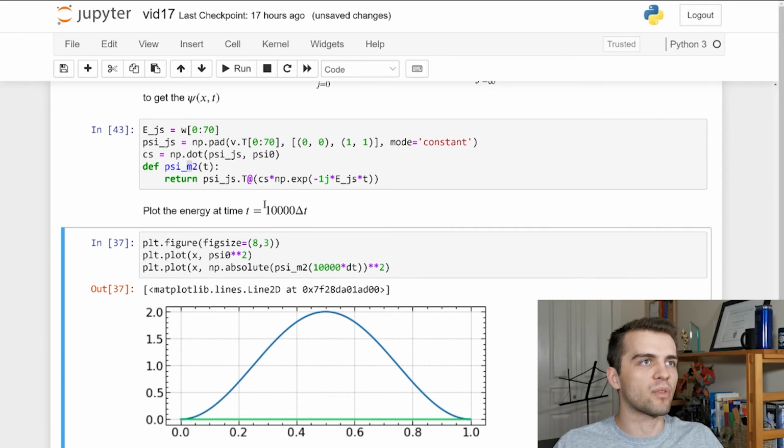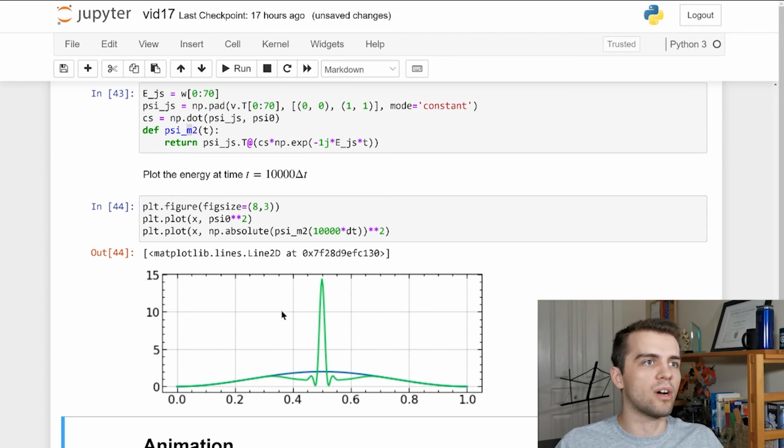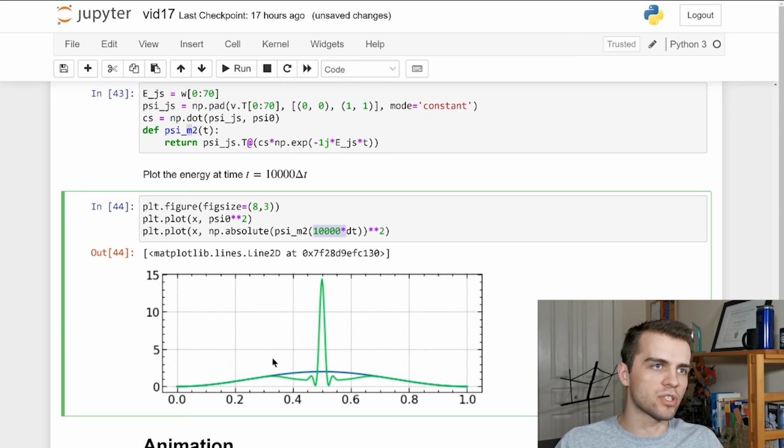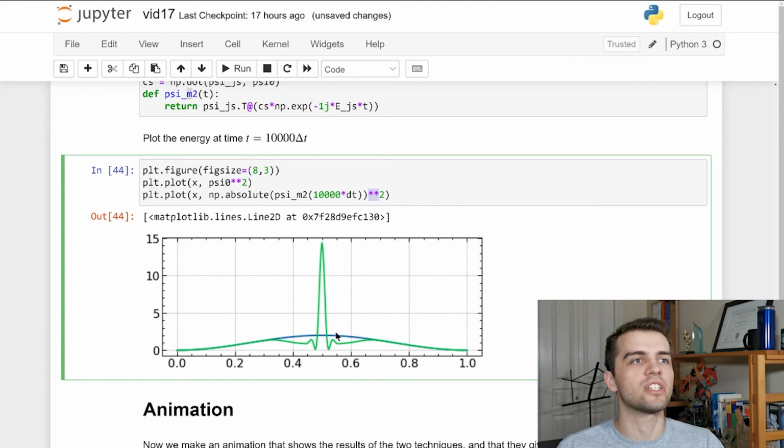And using this method, of course, I can plot this wave function at a particular time. And so I can plot both psi naught, which is this blue curve here, and I can also plot the wave function at 10,000 times dt. Of course, this is the probability density because I'm squaring the wave functions here. And so you can see again, like method 1, it wants to converge into the center because that's where the well is.